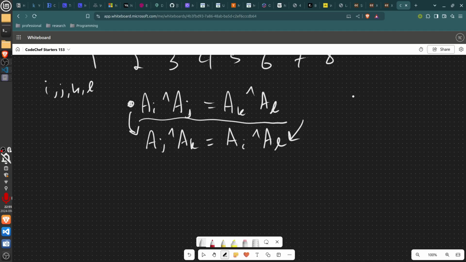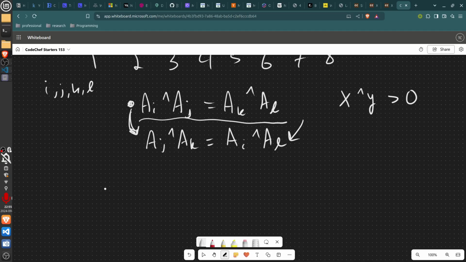And one other thing here, since everything is distinct, anytime you take two distinct integers and you XOR them, it will always be non-zero. So you don't have to worry about the side length ever being zero. The side length will always be a positive integer for every pair. So you don't have to worry about that.